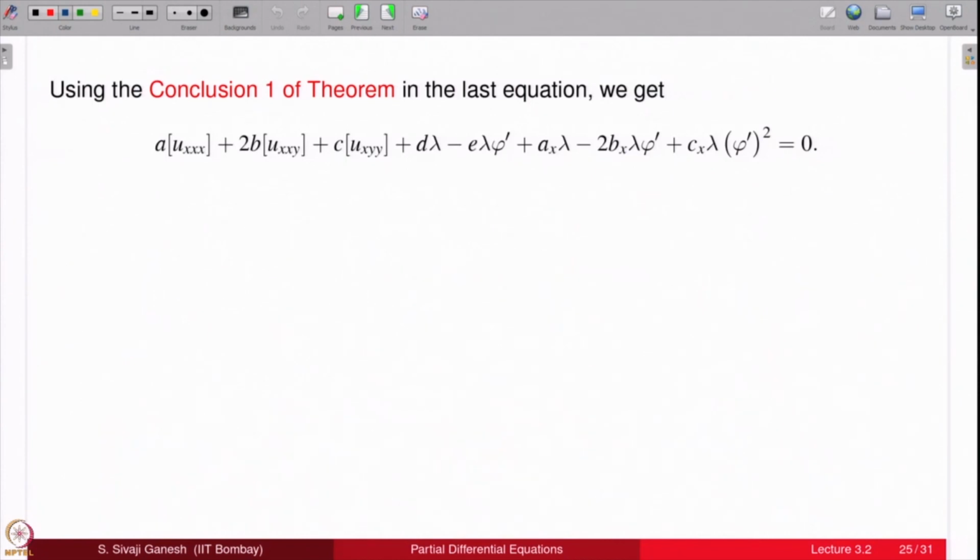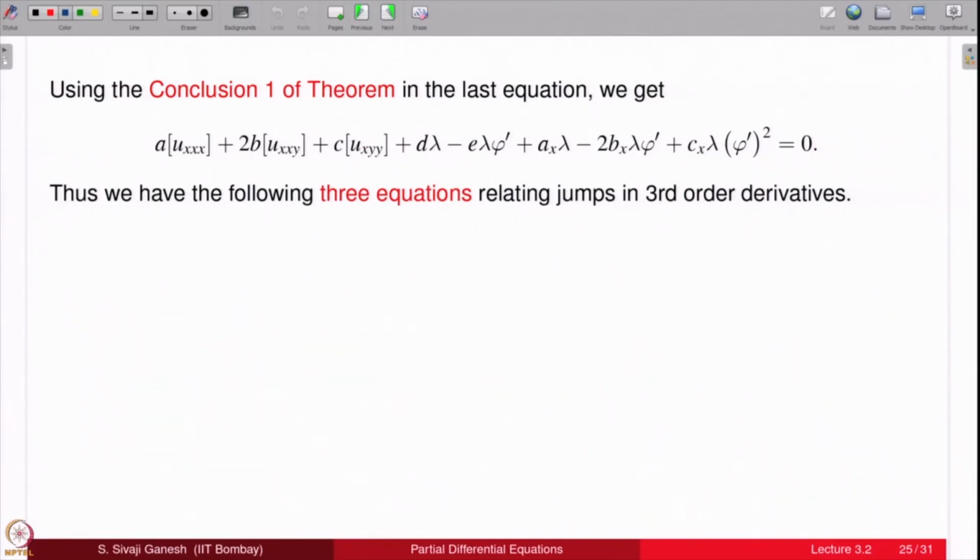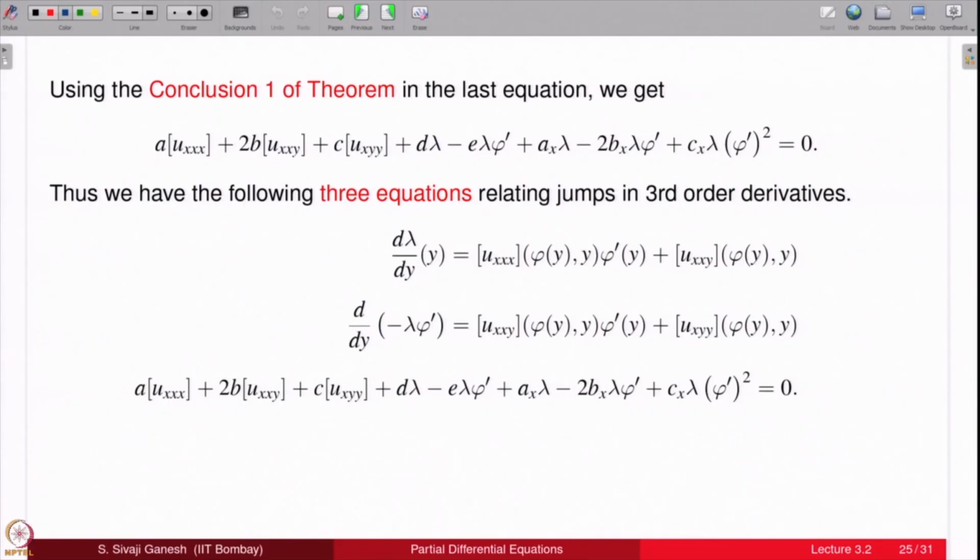Now, once again use conclusion 1 of the theorem, which basically expressed the relations of the jumps in uxx, uxy and uyy in terms of lambda, which is actually the jump in uxx. So, we get this relation. So, we have 3 equations, this and the one we just obtained, this.